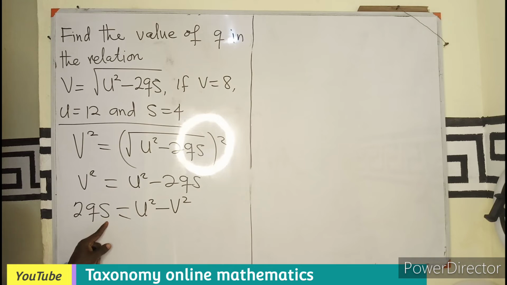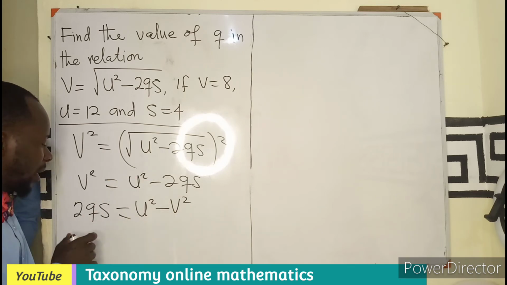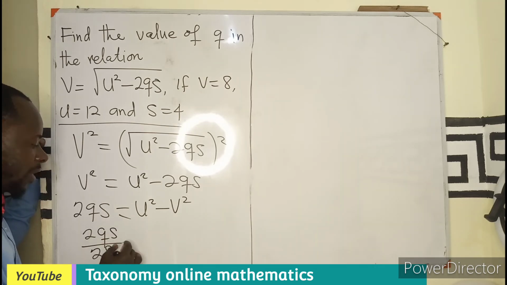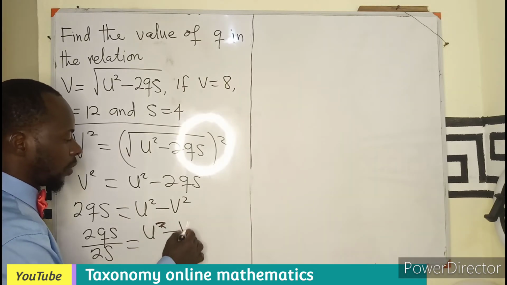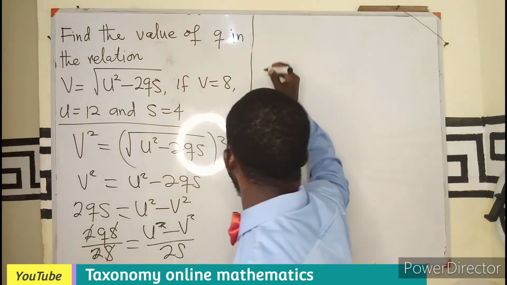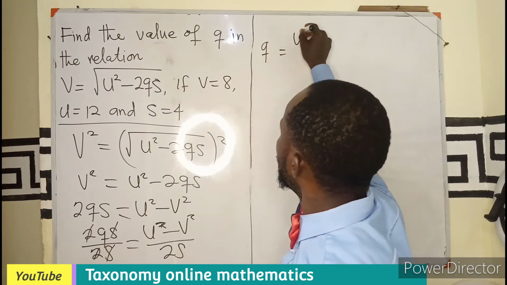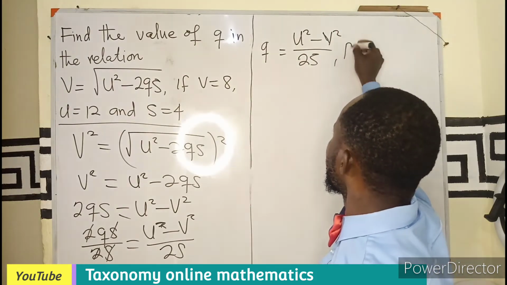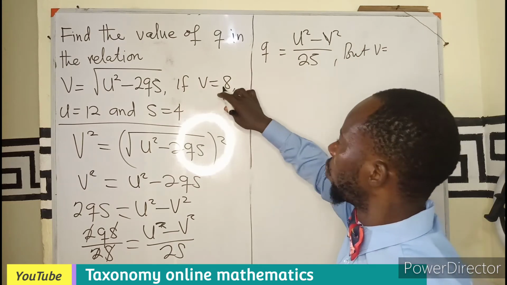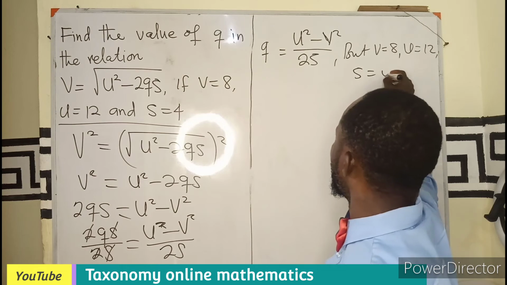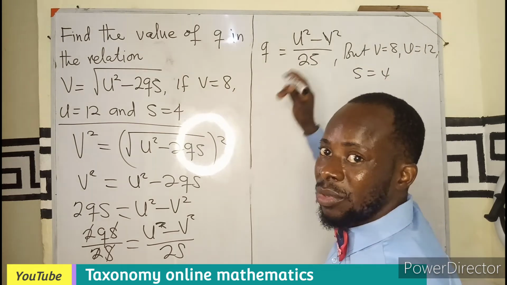But the 2 and the S are not that loose, they are multiplying. So if I want to eliminate them, I have to divide both sides by those terms as a coefficient. So now I'll be having 2QS over 2S equals U squared minus V squared all over 2S. So in that case, the S and the 2 will cancel. I'll be left with Q equals U squared minus V squared, then over 2S. Don't forget, we have V equals 8, U equals 12, and S equals 4.